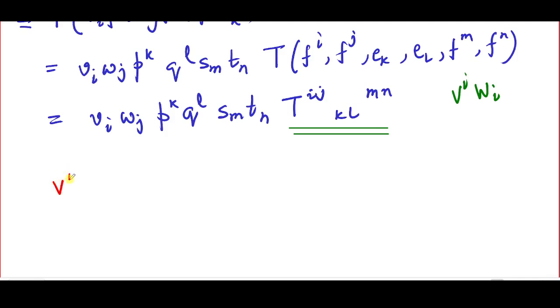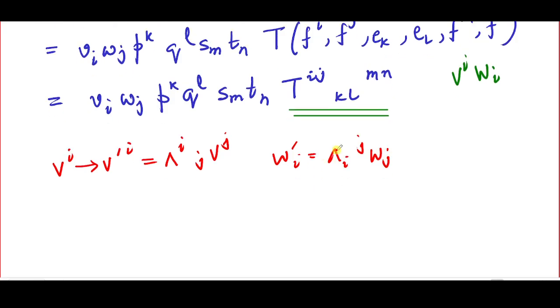Remember, with vectors the transformation rule was Vi goes to V prime i equals lambda i j Vj. Here, in the vector transformation rule, upper index i, upper index i, lower index j, contracting with or getting summed up over this upper index j. With covectors you had W prime i equals lambda i j Wj.